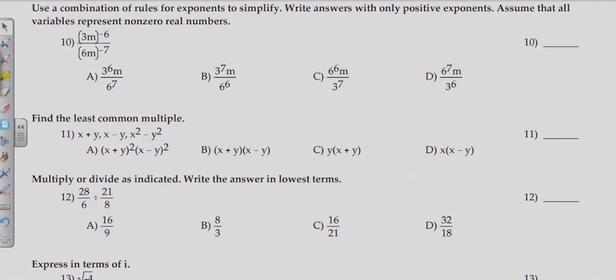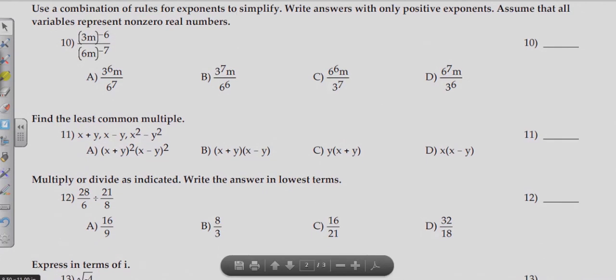Okay, so now the next one seems to be again exponents. So we have this. You have to take the negatives. You can apply the power, but something is very interesting here. This is 3m and this is 6m. You can apply the power first, or you can change the position first. Which one would you like to do?